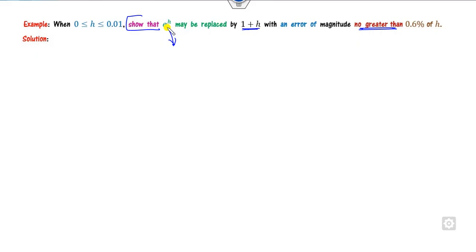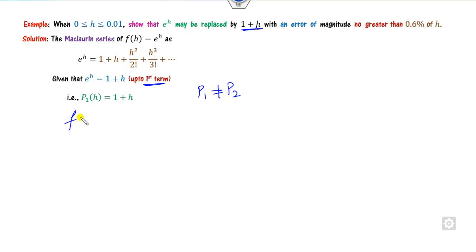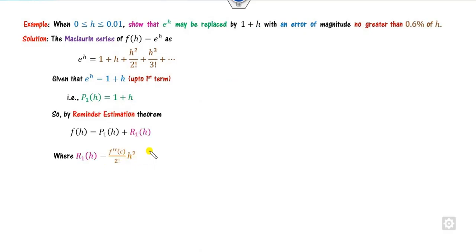Again, very simple. Firstly, write the Maclaurin series of e raised to power h. Again, this is all positive series, so we apply the remainder theorem. So e raised to power h is replaced by 1 plus h, that is up to the first term. Clearly p1 is not equal to p2 because nothing is there. So we can write f(x) as p1 plus r1, where r1 of h is given here.